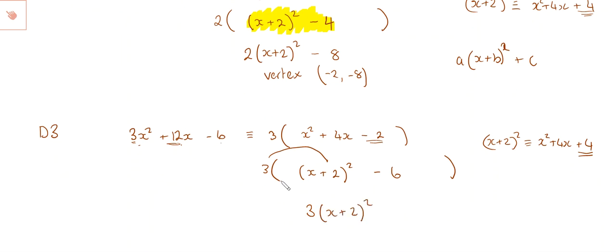We don't have to do anything else. And it's 3 times negative 6, which is? Negative 18.